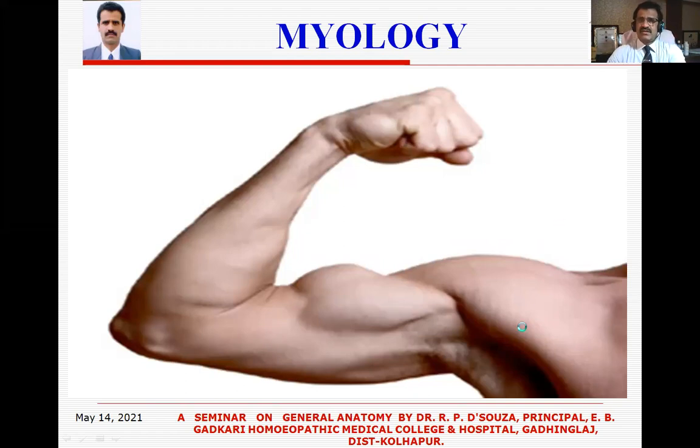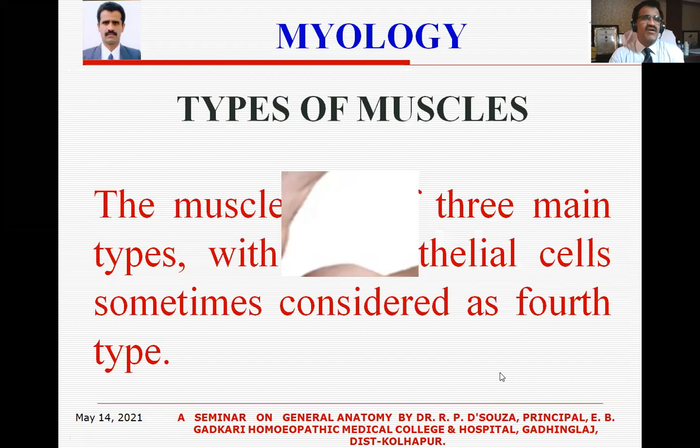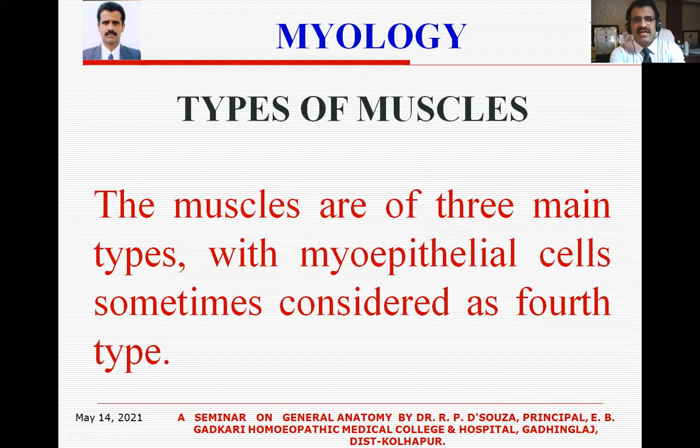Now let us proceed further with the study of general myology, and we have to now understand different types of muscles. What are the different types of muscles which are available in your body? Basically, the muscles are of three main types. But there is one more, which is called myoepithelial cells, which is also sometimes considered as a fourth type.